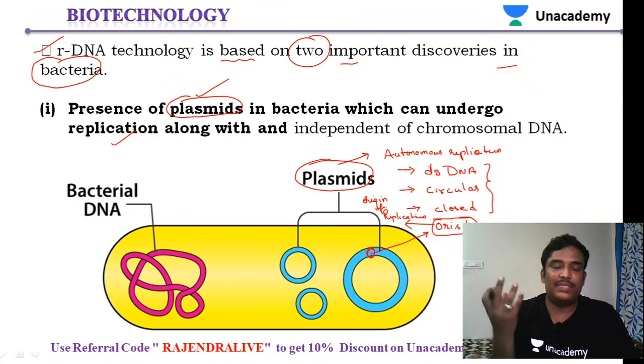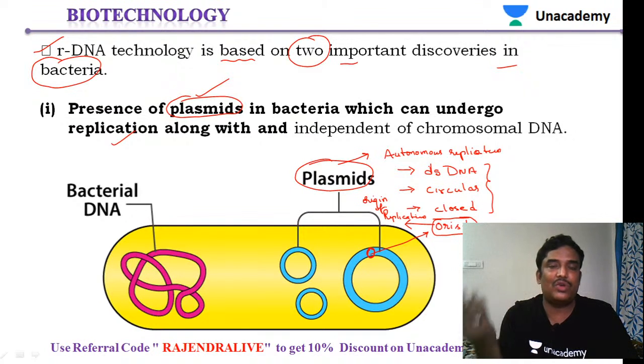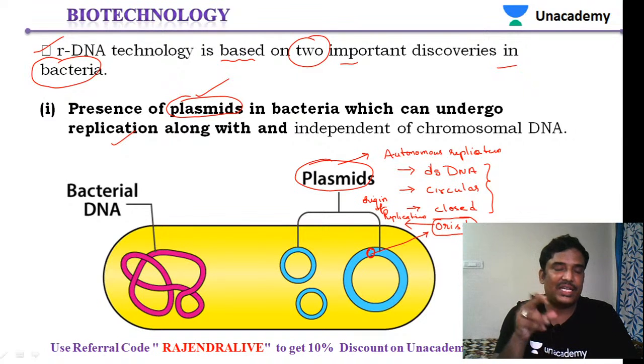So the discovery of plasmid made recombinant DNA technology easy, because plasmid has those properties. Every plasmid has one specific site called the ori site, the origin of replication site, from where replication is initiated, so that autonomous replication takes place. The properties of plasmid: it is a double strand DNA, circular, and closed. You can see clearly it is circular and closed.